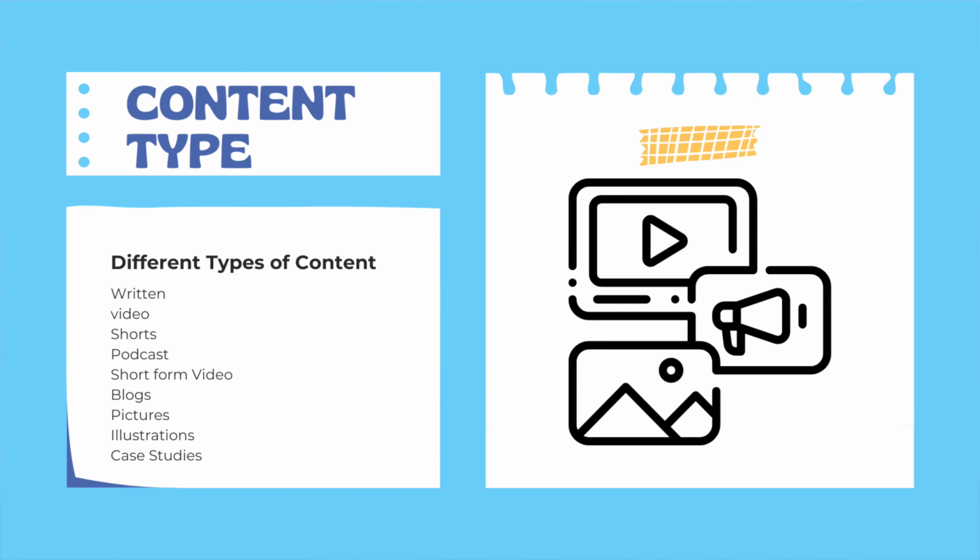Pick what type of content you're going to produce to get that success. So you can do written, you can do video, short form video, short form written. You can do a podcast. There's so many different types of content to produce.